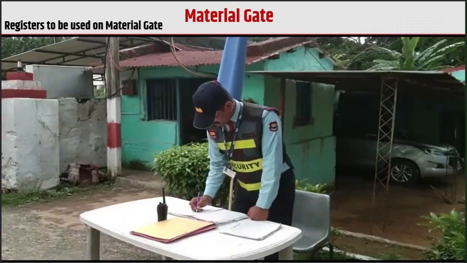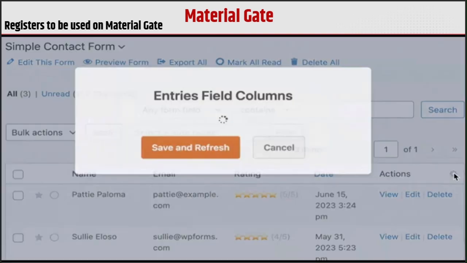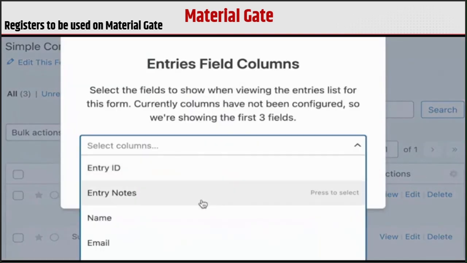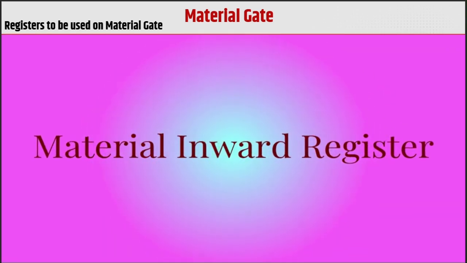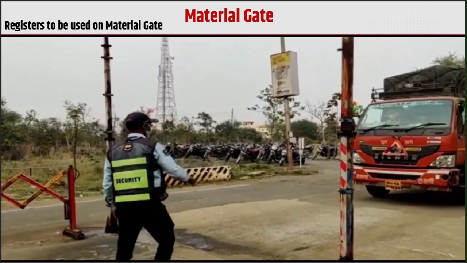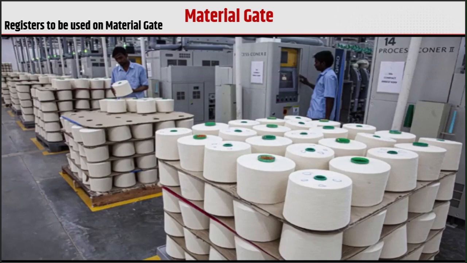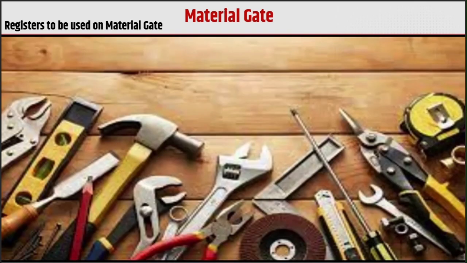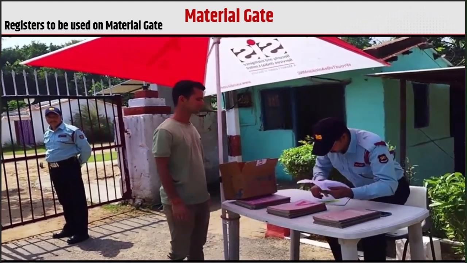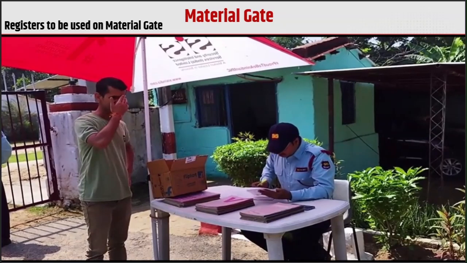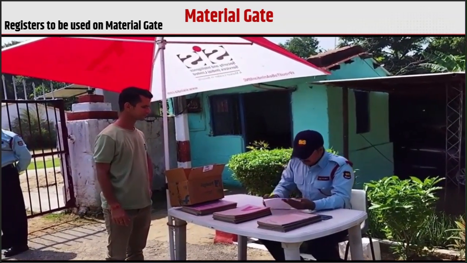Given the importance of the material gate, it is very essential to carefully maintain some important registers and the format prescribed by the company, which are as follows. Material Inward Register. As per the institution's requirement, various types of goods come from outside, such as production materials, spare parts, repair materials, etc. Before giving entry to them, enter their quantity, number, details of the party bringing the goods, and the day and time of arrival in the Material Inward Register.